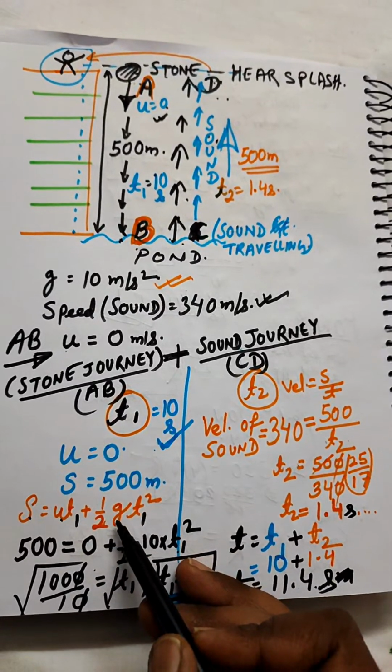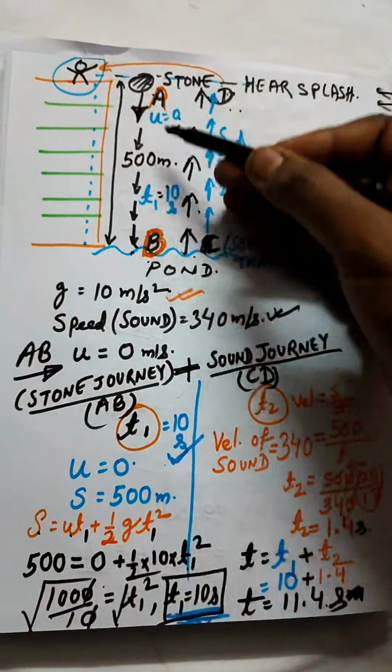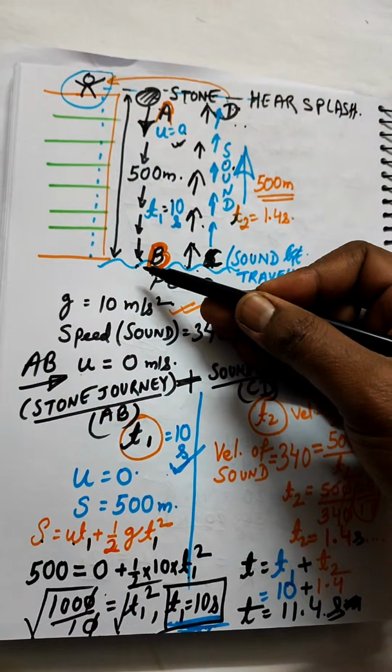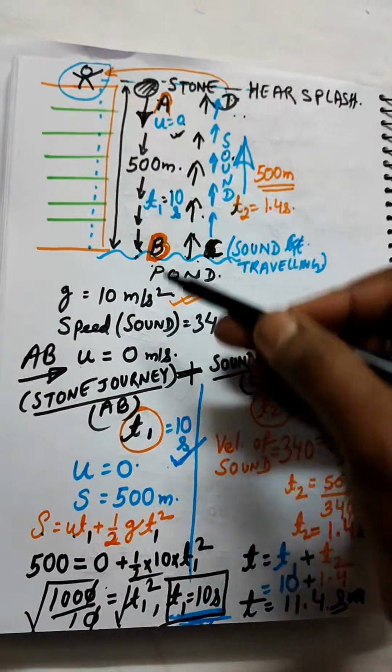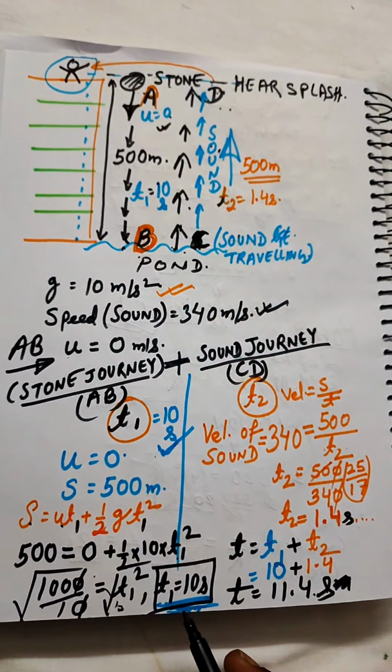You are knowing the value of g. U is 0, S is 500. 500 is the displacement, that is the stone is covering the total height of the building because it is going down to the ground floor. So 500 meter is the displacement. So you are getting here, you are getting t1 value as 10 seconds.